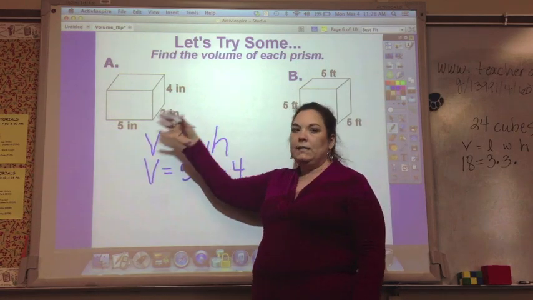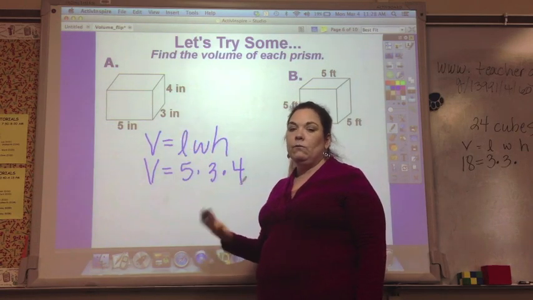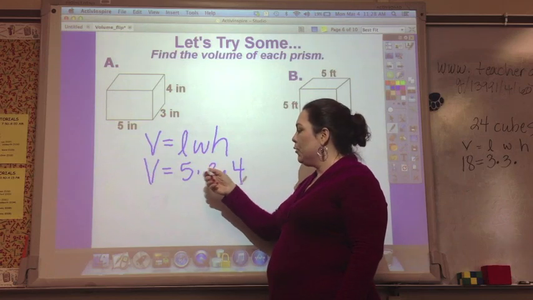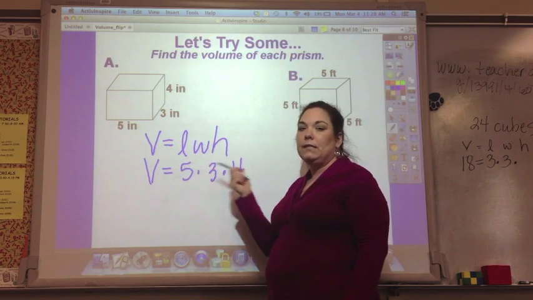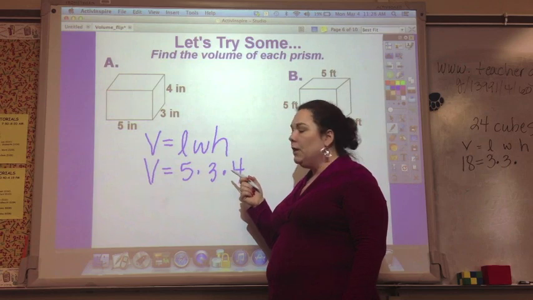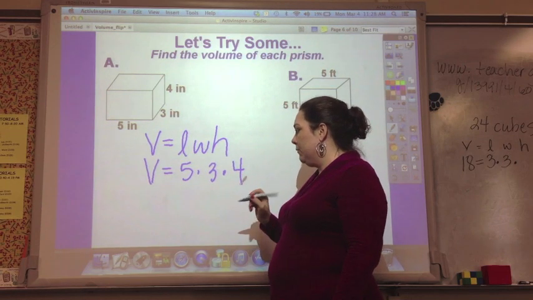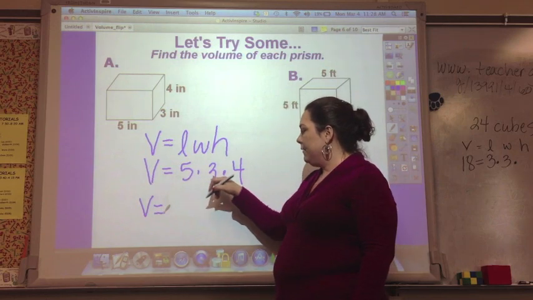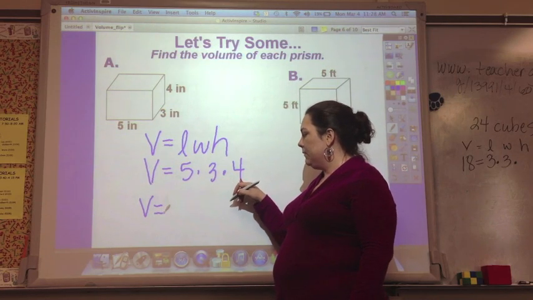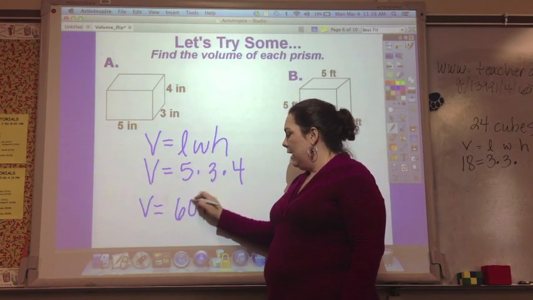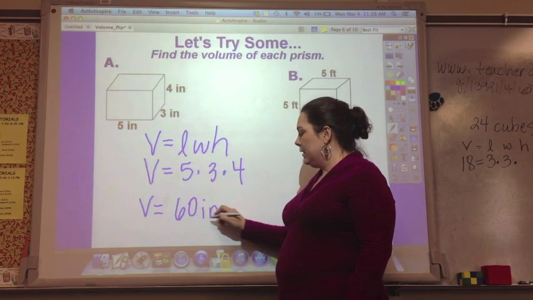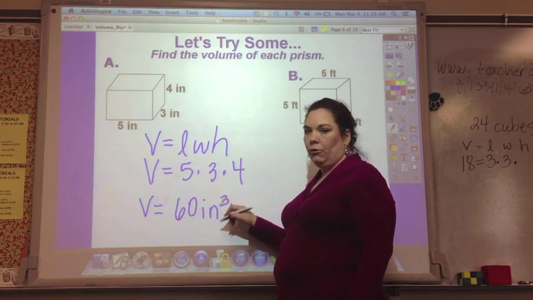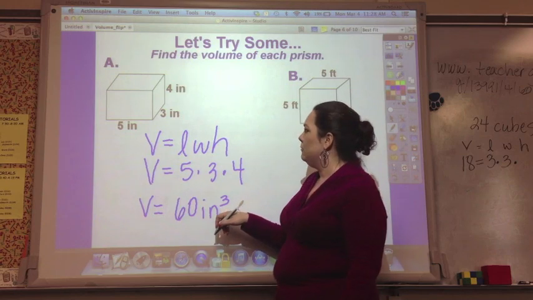And it's just nice to keep that consistent, but does it really matter? As long as you're multiplying the 3 numbers together, it doesn't matter what order they go in because they multiply the same. So you would multiply it out. 5 times 3 is 15. 15 times 4 is 60. And then you want to write your units, inches cubed. The little 3 is said "cubed."